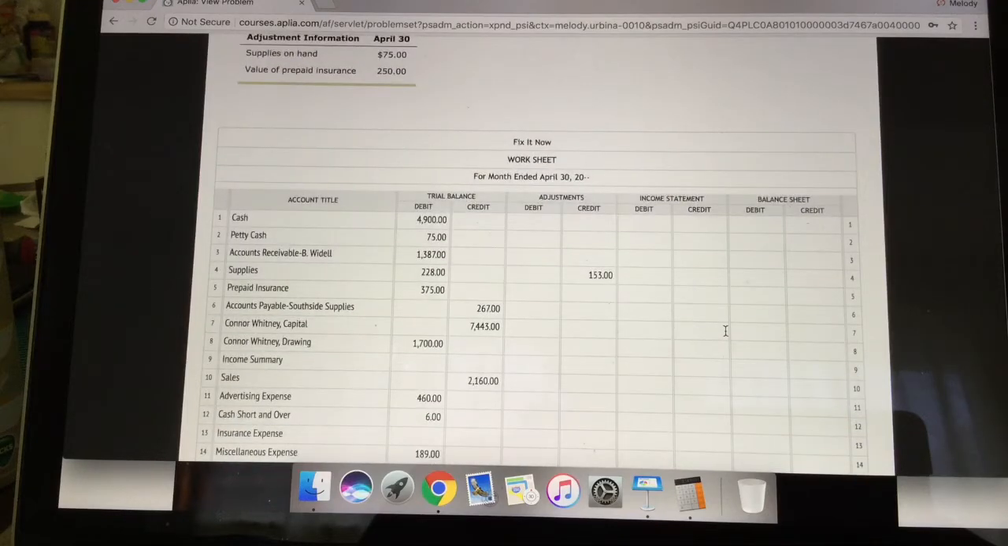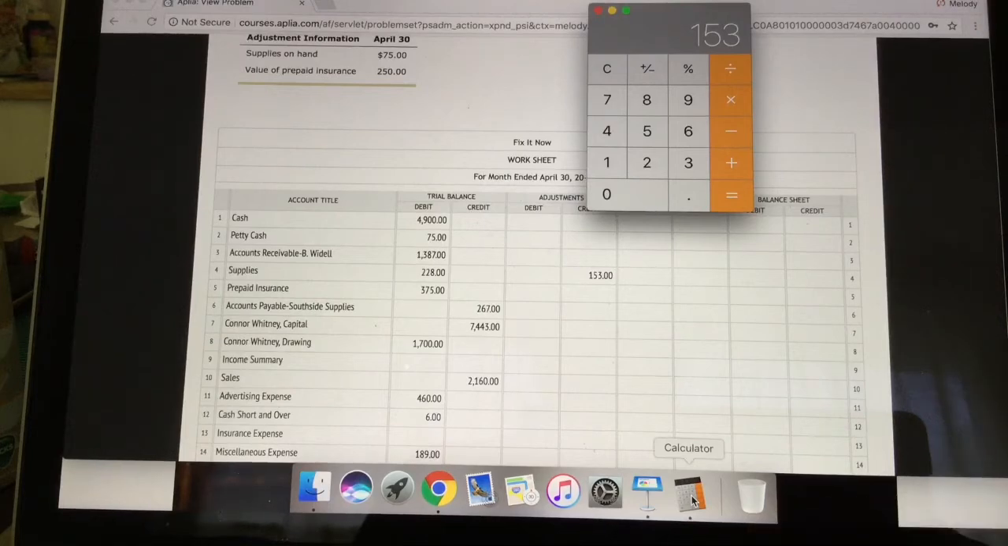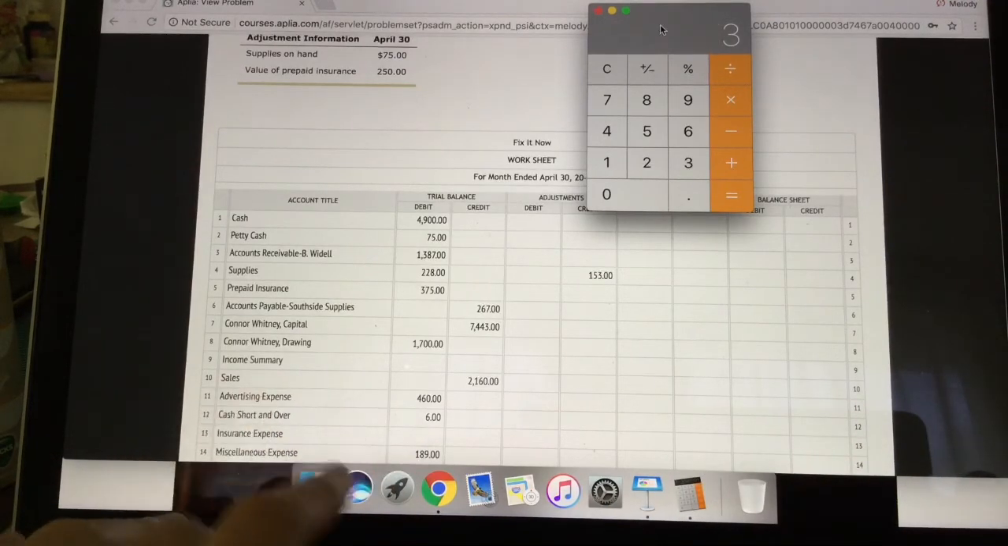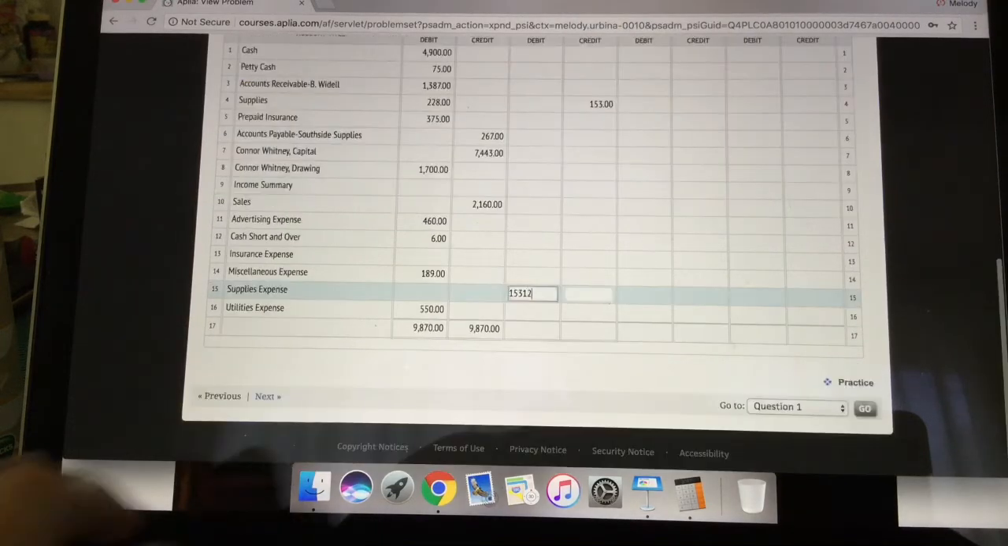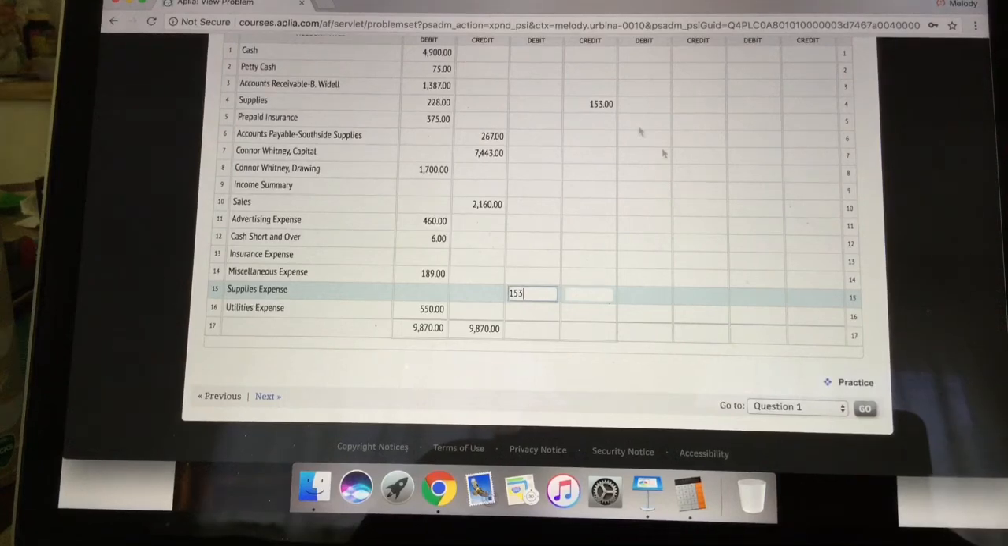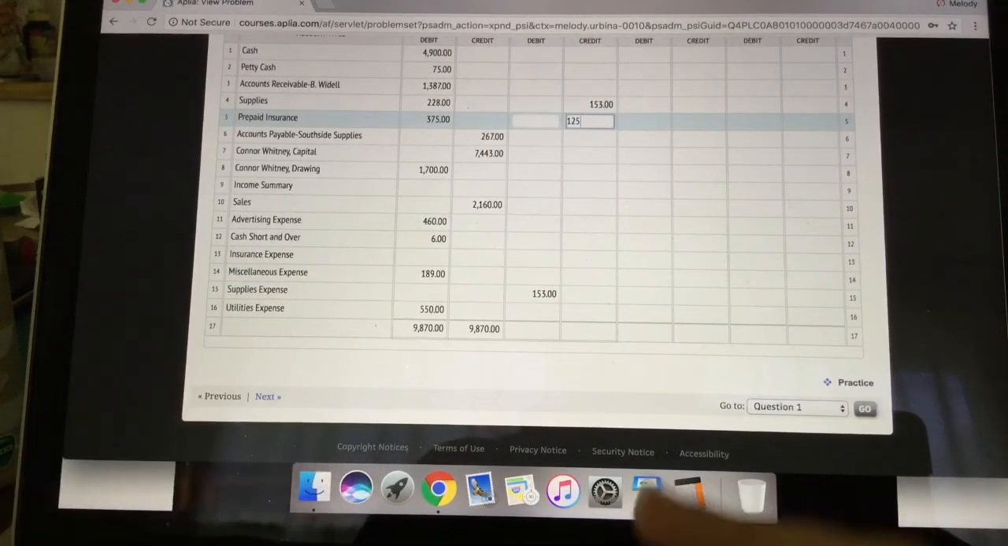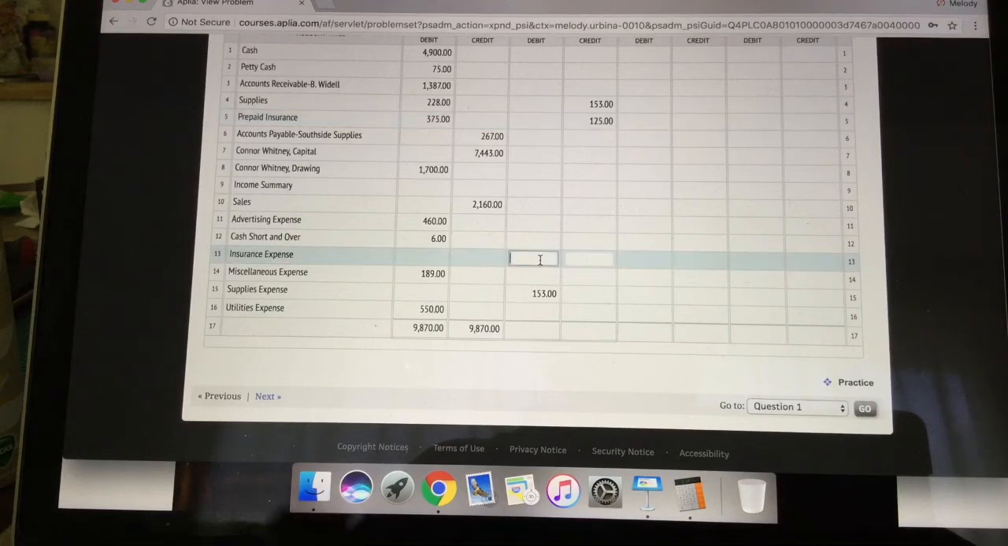The second adjustment made is the value of prepaid insurance. As of January 31st, prepaid insurance was $375. They're saying that as of April 30th, we should have $250, so I'm going to subtract $250. My adjustment should be made for $125. And again, I am reducing the balance, so it'll be a credit to prepaid insurance of $125 and a debit to insurance expense for $125.